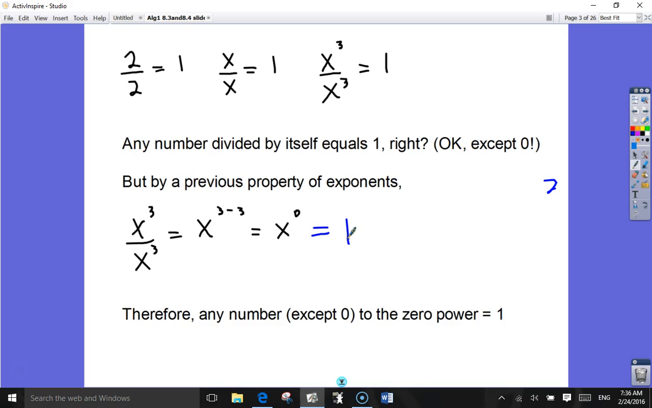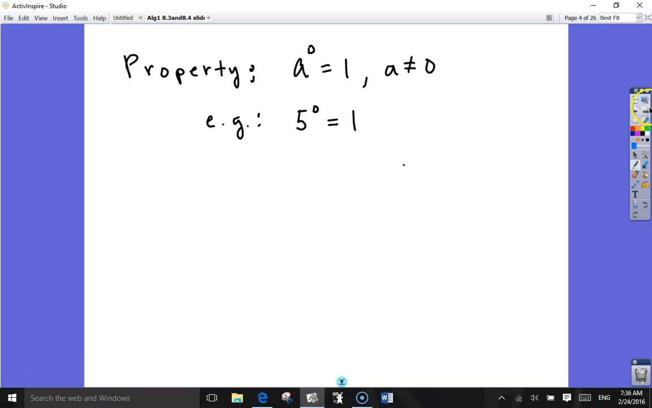So that's a property. A to the 0 equals 1. A does not equal 0, because that would be the one exception, right? You can multiply 0 together any number of times, and it's always going to be 0. And this was the example that you copied. 5 to the 0 is 1.